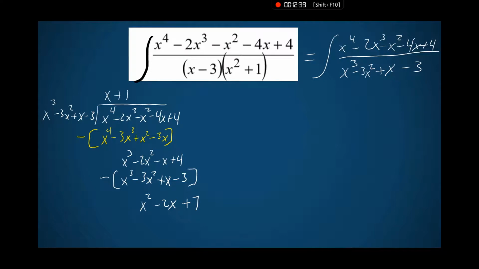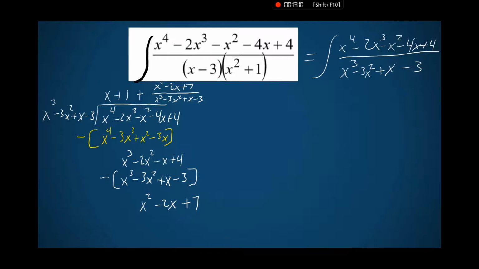So for my remainder, I can write it in fraction form like this: x squared minus 2x plus 7 over my denominator, x cubed minus 3x squared plus x minus 3. Okay, lots of precalculus we haven't seen in 2 years, but any questions on what we've done so far? No. Okay.